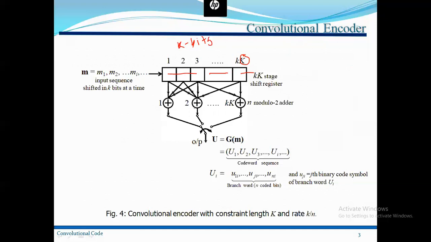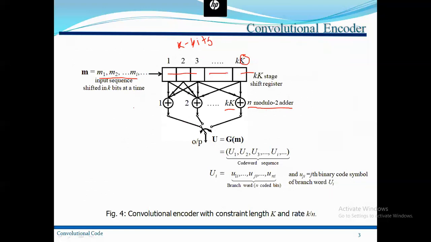So how many adders do we have? Here the number of adders is equal to n modulo-2 adders. It doesn't depend upon the factor k, but the number of shift registers is K times k, and the encoded bits are from U1 to Ui, depending on the corresponding message M1 to Mi.